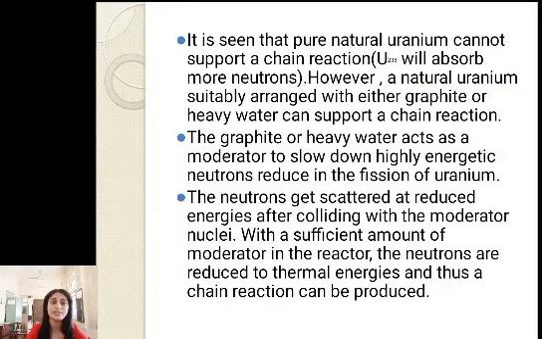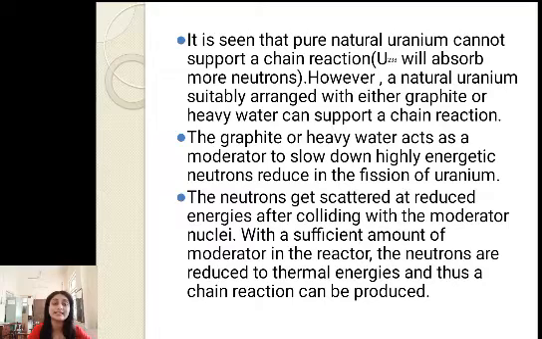It is seen that pure natural uranium cannot support a chain reaction. However, natural uranium suitably arranged with graphite or heavy water can support a chain reaction. The graphite or heavy water also acts as a moderator to slow down the highly energetic neutrons produced in the fission of uranium, because whenever a nuclear fission reaction takes place, it produces fast neutrons, and if these fast neutrons are captured by uranium-235, they are not going to cause any nuclear fission. So we have to use a moderator which will slow down these energetic neutrons, which in turn become thermal neutrons and cause further fission of uranium.